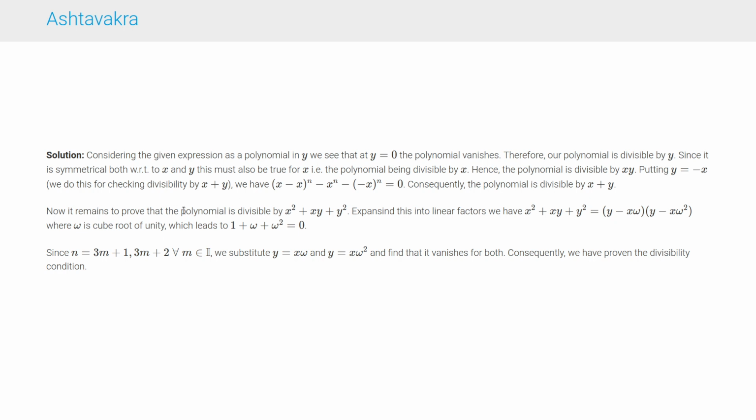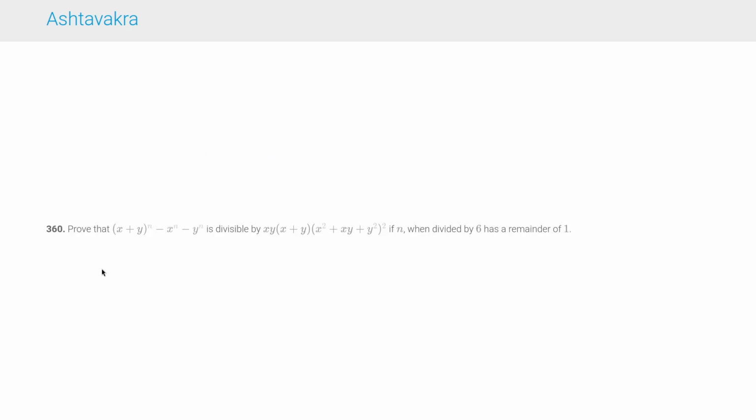Now it remains to prove that the polynomial is divisible by x square plus xy plus y square. I expand this into complex factors. We get x square plus xy plus y square is equal to (y minus x omega)(y minus x omega square), where omega is the cube root of unity, which leads to the fact that 1 plus omega plus omega square is equal to 0. Since n is equal to 3m plus 1 or 3m plus 2, we substitute y equal to x omega and y equal to x omega square and find that it vanishes for both. Consequently, we have proven the divisibility condition.